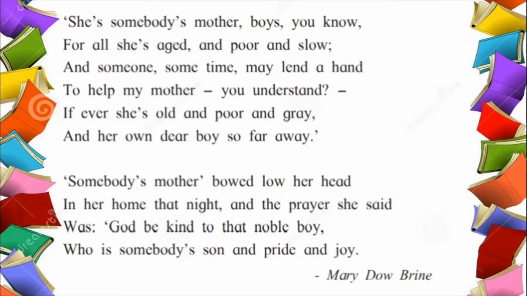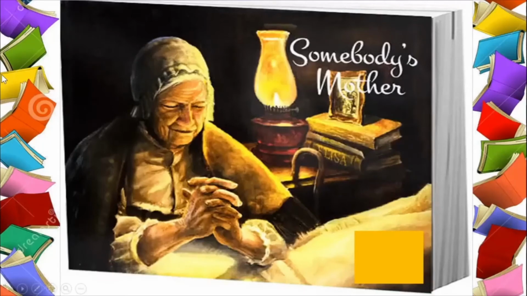So children, this was a long poem. We have read the entire poem and I have tried to explain the meaning also to you, and I hope I was successful in doing that. So let us look at this image where the old lady, somebody's mother, has gone back home, and you can see how really old and tired and frail she is. And she's praying for the well-being of this young boy who helped her on that particular day to cross the road.